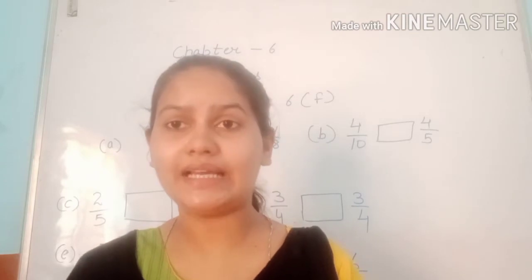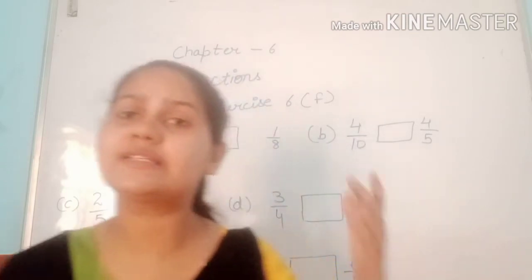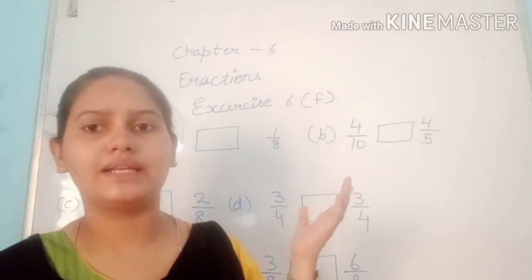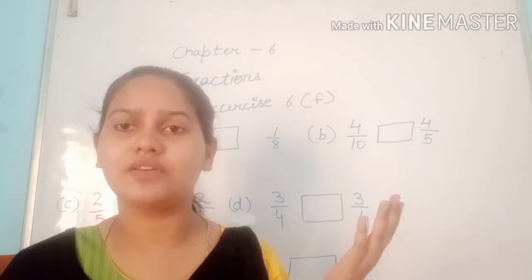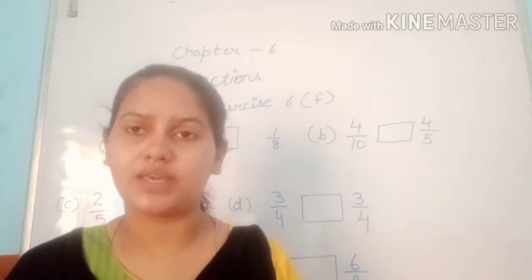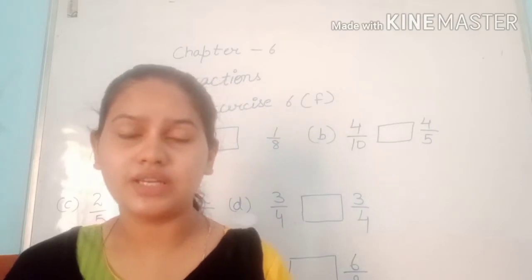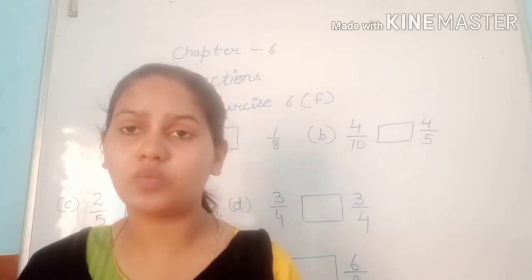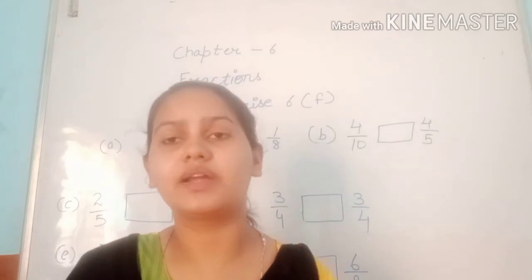So today in our class we are going to start our next exercise of chapter 6, fraction. In fraction we have done our exercise 6D and E in our previous video. So let's do our exercise F today. In your exercise F, the first one is about putting a sign between the blanks.